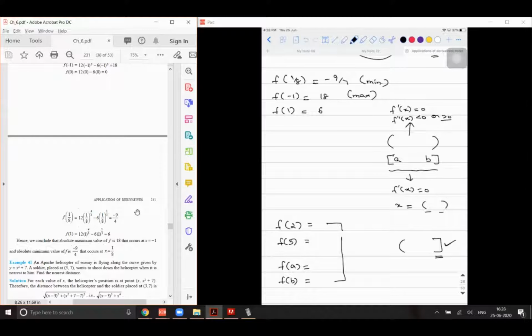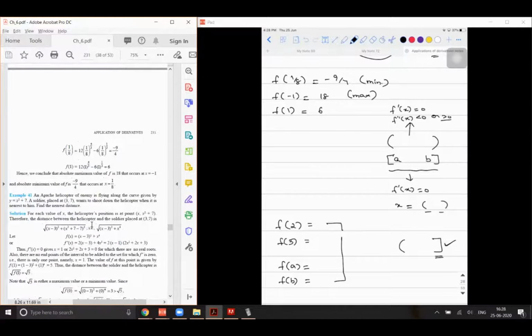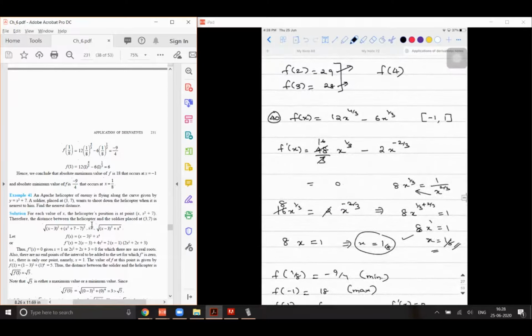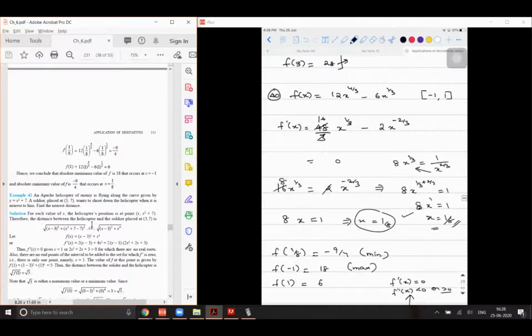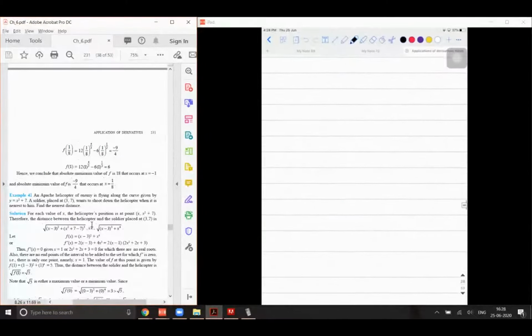Find function values at the stationary points and the points included in the domain. That's it. Can we do the next problem? Very good. So can you people try it?